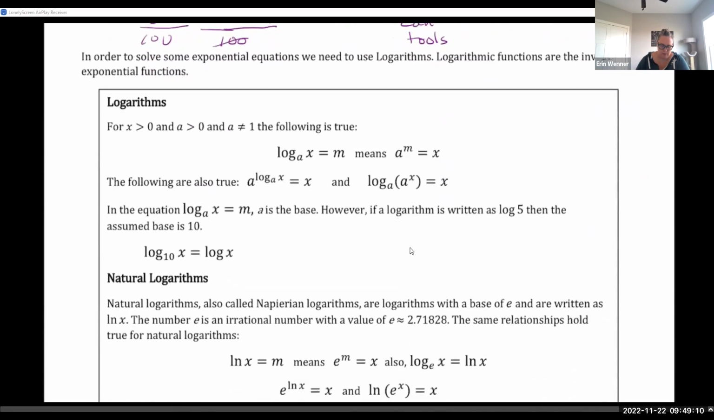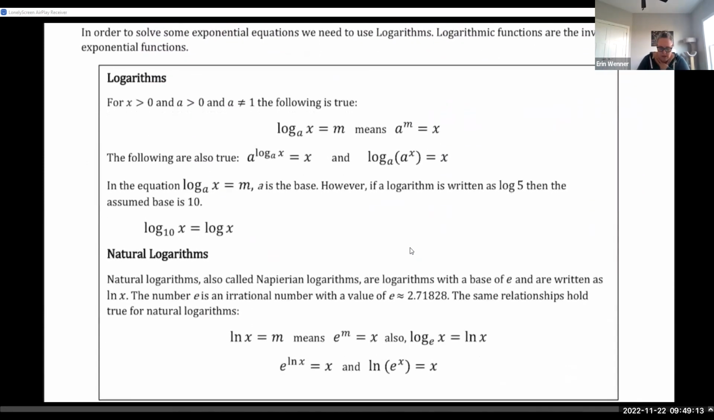So again, in order to solve some exponential equations, we need to use logarithms. Logarithmic functions are the inverses. We've got a whole bunch of definitions. I'm only going to go through some of these because I don't want to get too deep into it, and I'll come back. But the basic idea is that if I have a to the m equals x, and I want to solve for, say, m, which is the situation we're dealing with, I'm going to say log base a of x equals m. So we're going from the base to the value it equals, then to the exponent. So log base a of x equals m.